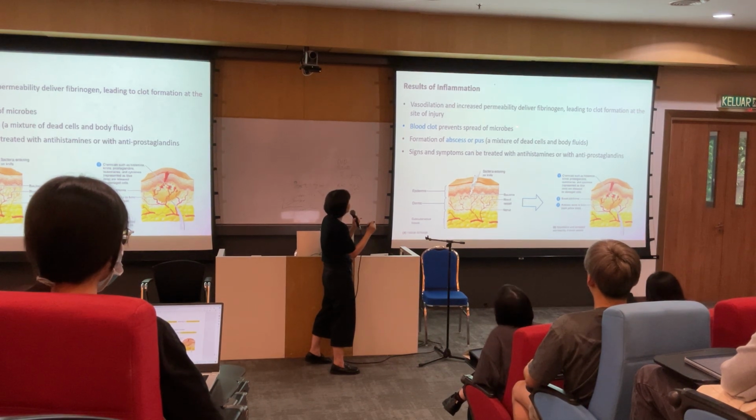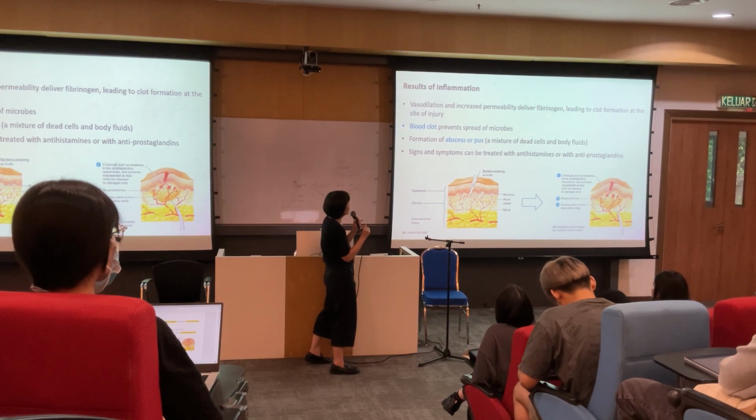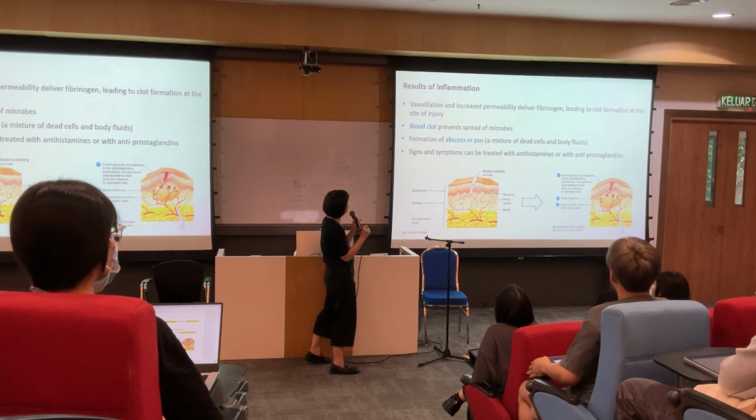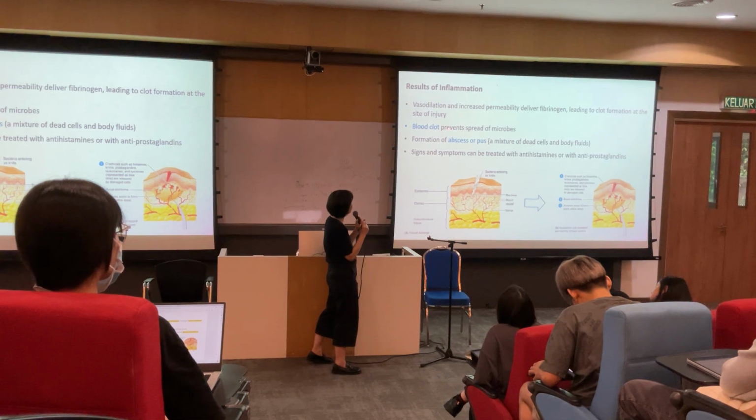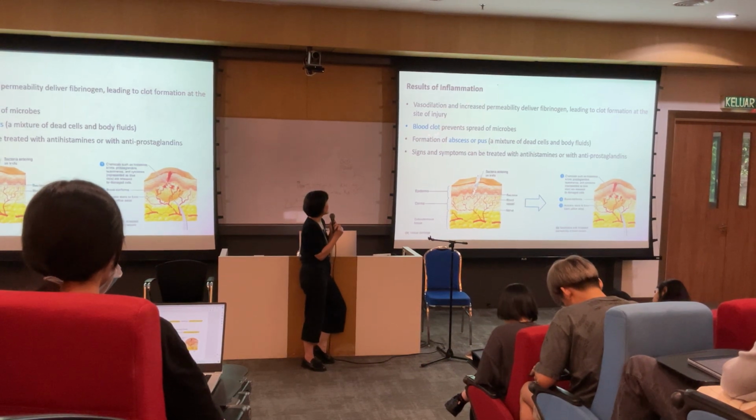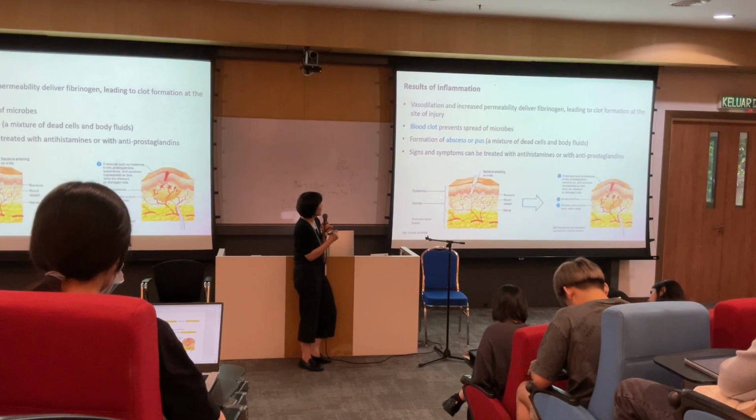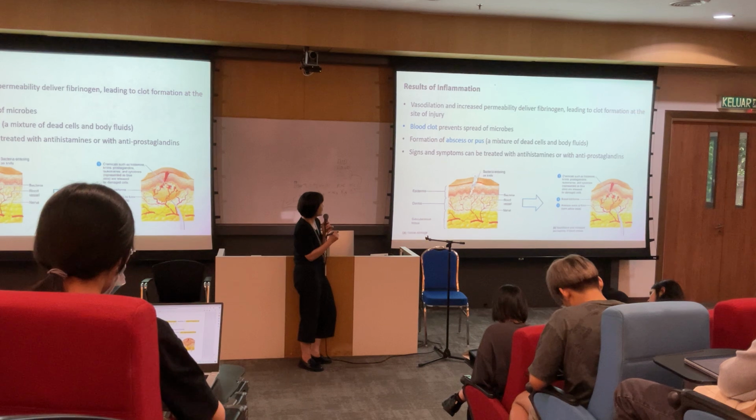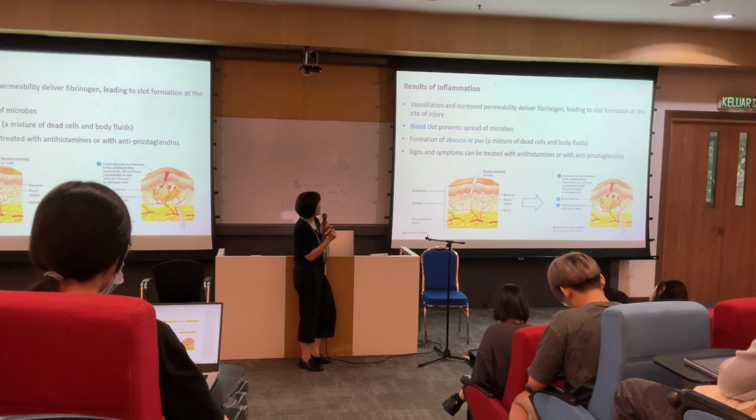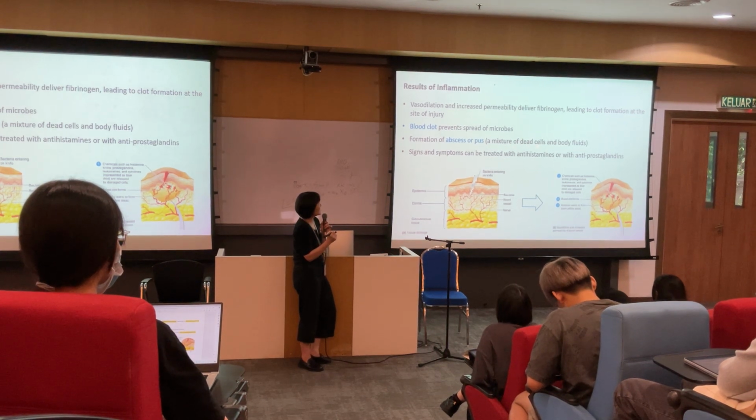So this vasodilation also makes the vessel permeable to deliver the fibrinogens. The fibrinogens, as I mentioned just now, can form a clot. So if forming a blood clot, why are you forming a clot? To prevent the bleeding, as well as there's another purpose, which is to prevent the spread of the microbe. However, if you seal off these regions, then you have the pus, which contains something very concentrated with these cells and body fluid. Sometimes you observe that as well.